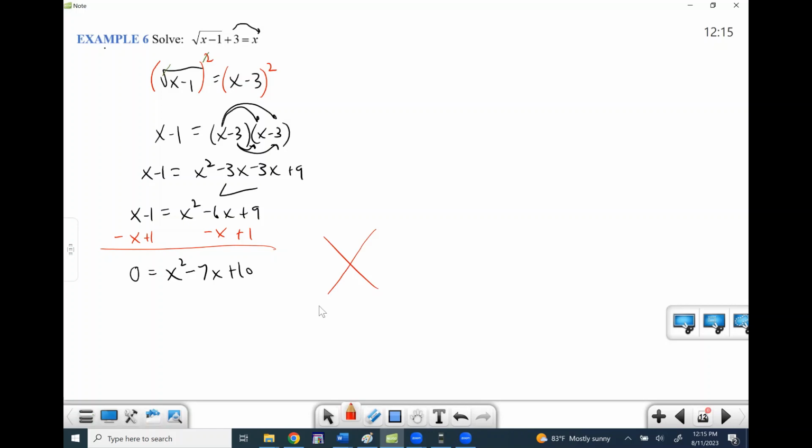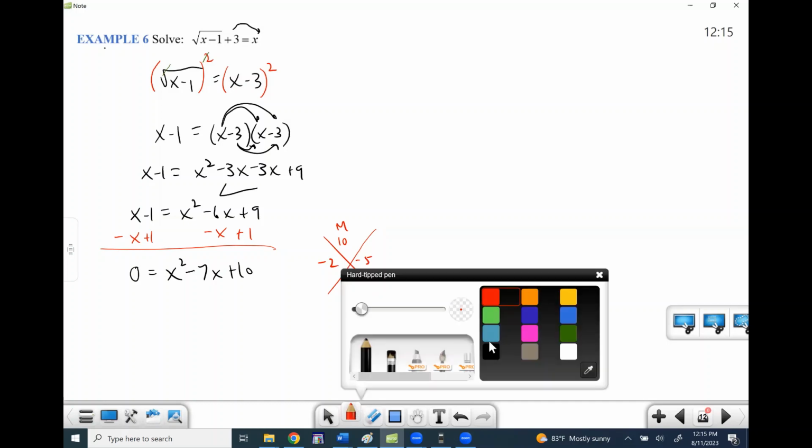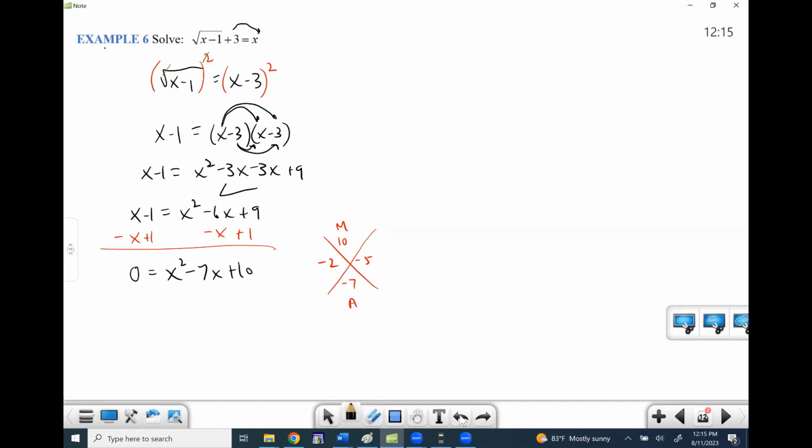So we're looking inside of these larger problems. So we're looking for factors of 10, things that multiply to make 10, that add up to negative 7. So that's going to be negative 2 and negative 5. Negative 2 times negative 5 is positive 10, but negative 2 plus negative 5 is negative 7. Since the leading coefficient is 1, we don't have to do the entire AC method. We can go right to the parentheses.